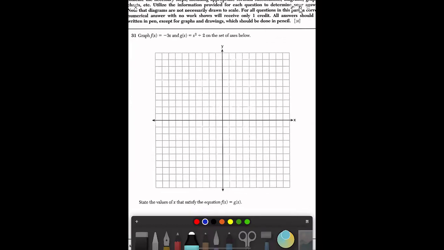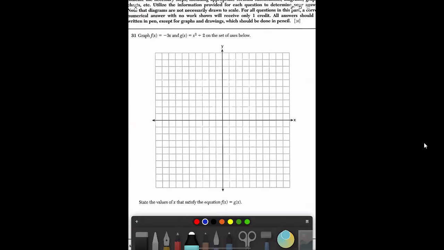This is a 4-point question, and I'm hoping that 90% of my kids got this one because that's all we're doing. Now remember, for linear functions, we need 2 points. For quadratics, we need about 5 points. So I'm going to graph these first, and then find the intersection because once I get those 2 points, I know where my line is, and then I can finish with the quadratic.